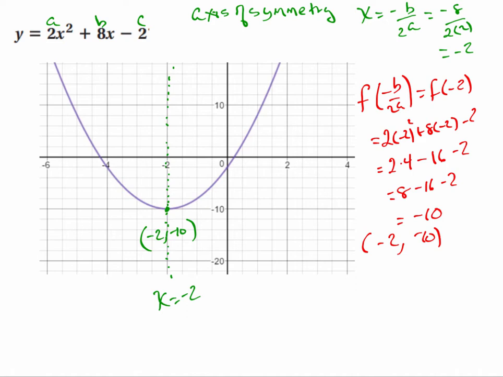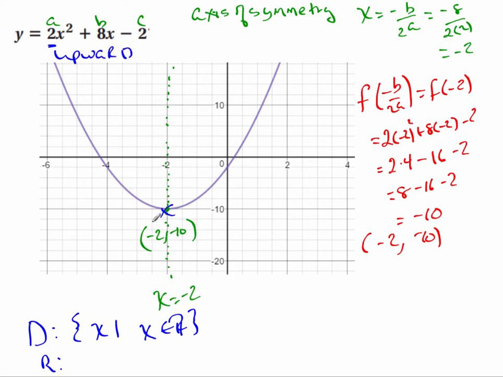So what is my domain? Well, the domain is not restricted because I can have any value for x. So the domain is the set of x such that x is an element of the real numbers. But what about the range? Well, I have an upward facing parabola because a is positive. So I know I'm going to have a minimum. So I know the range is going to be the set of y such that y has to be greater than or equal to the y value of the vertex.